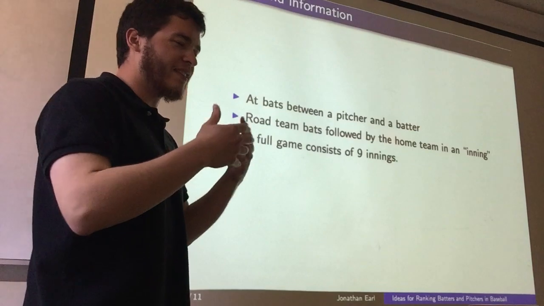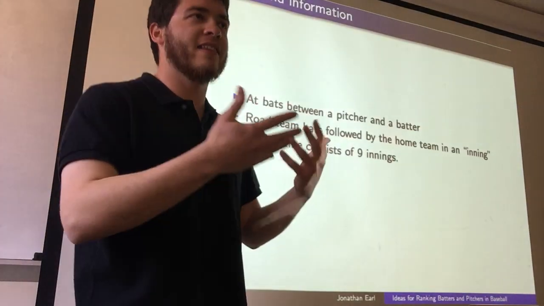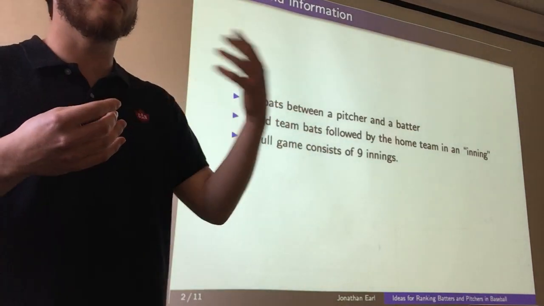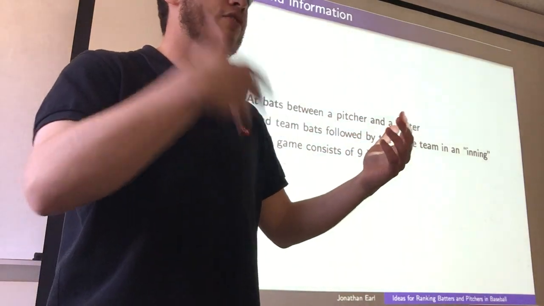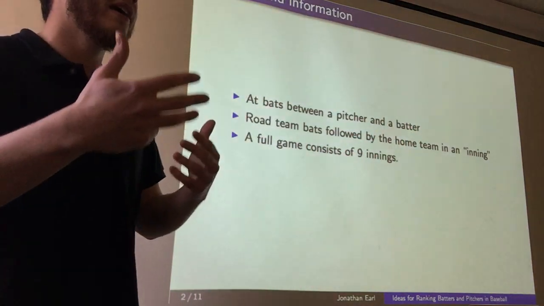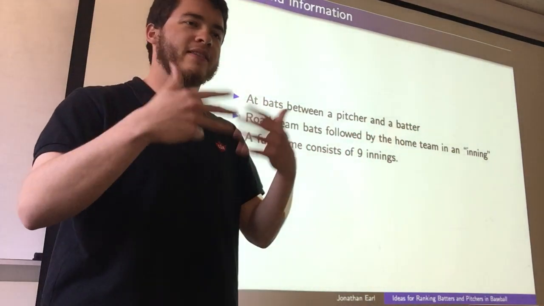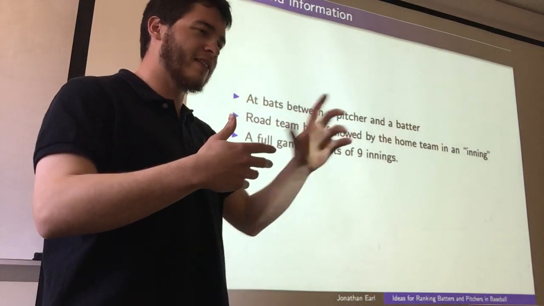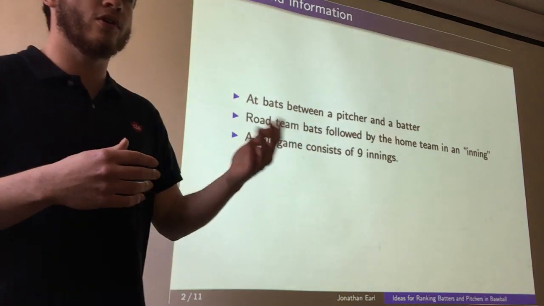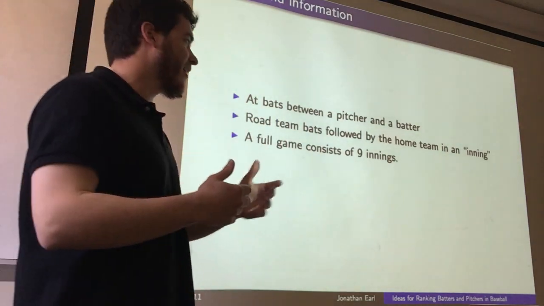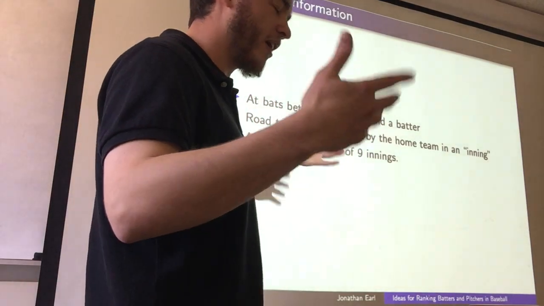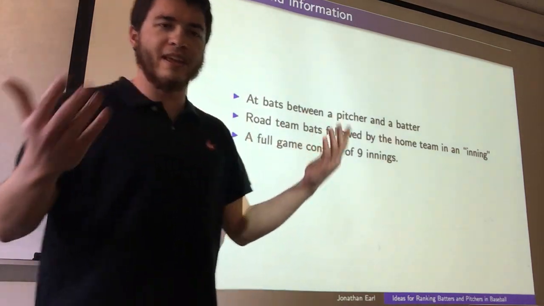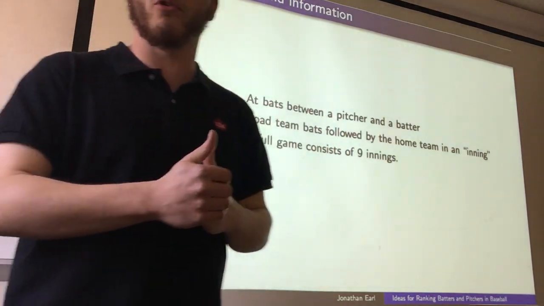Then we take these building blocks of at bats and build them into innings. The road team will go in at bat, and once 3 of the road batters are put out, then the home team comes up. The home team bats until 3 of their players are put out, and then we have this cycle between road and home batting, and we'll call one of those an inning. After 9 of these innings, the game ends, assuming that one of the teams has scored more than the other one.